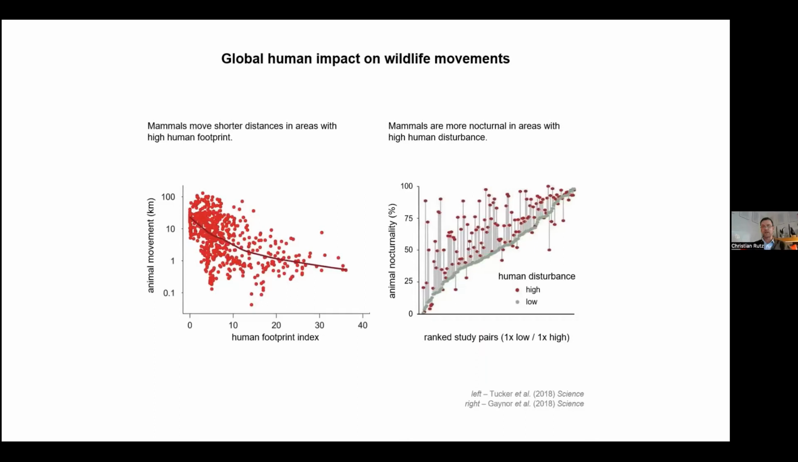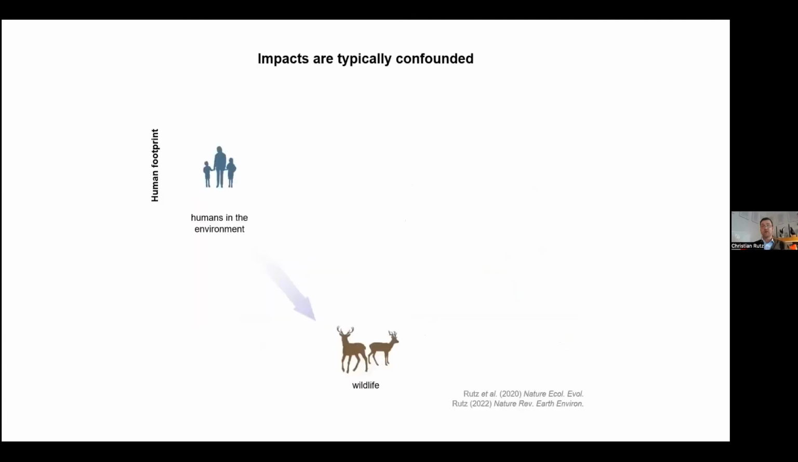the movements of these groups of animals. But the problem is that the different kinds of impacts are usually confounded, and that makes studying their relative contributions very difficult. So when we talk about the human footprint, that has different components.